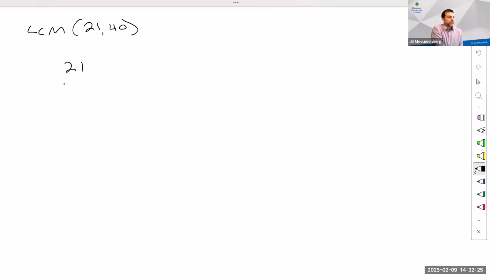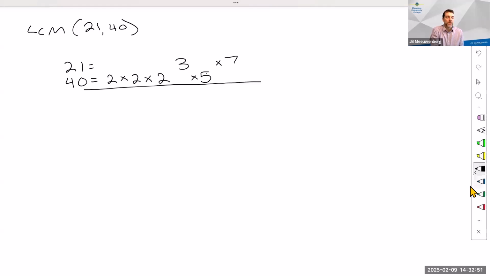So when you line these up, it's going to look something like this. 40 has a set of 3 2s, so I'm going to start there. 21 has a 3. 40 has a 5. And 21 has a 7. So it's going to look like that. Did you notice anything interesting or different about this one? I'll keep going and I'll come back to that.